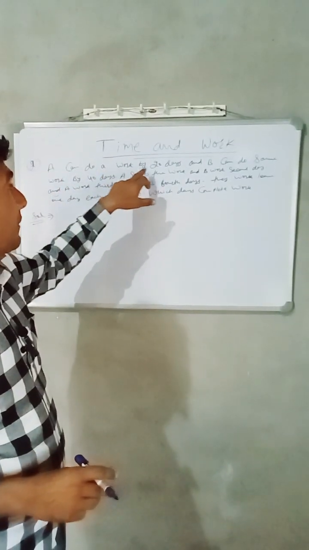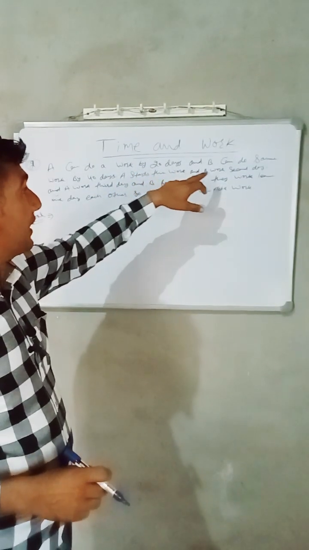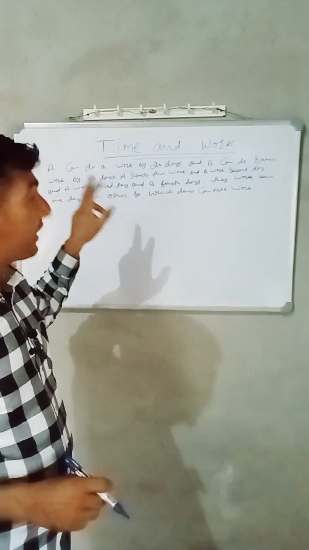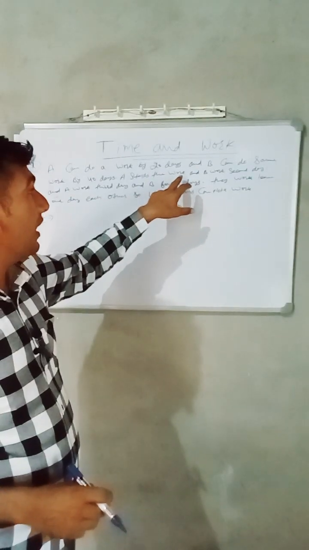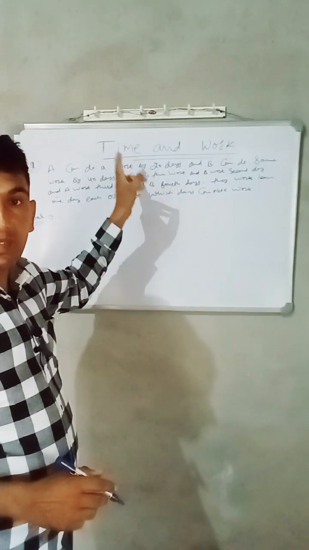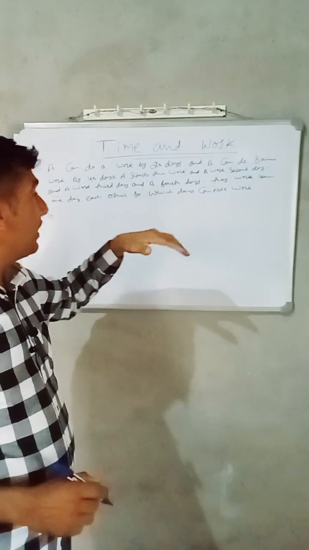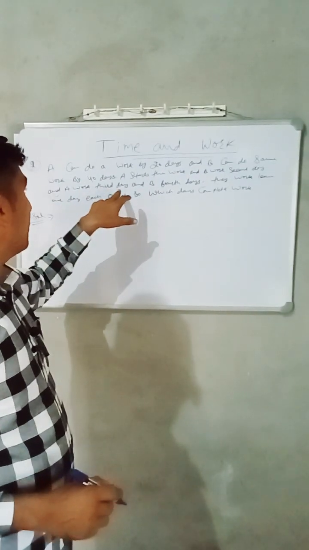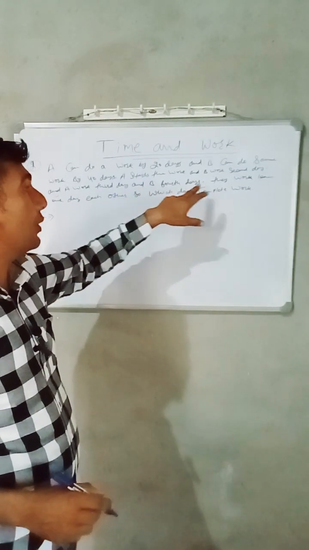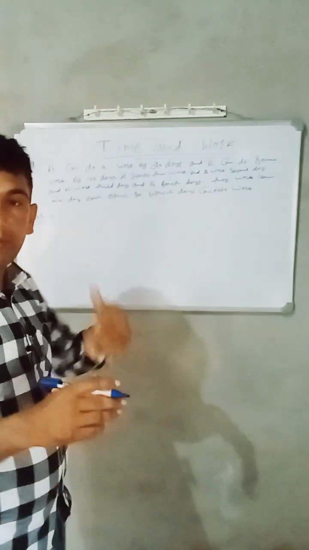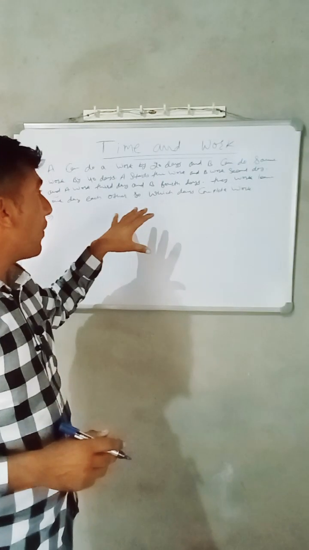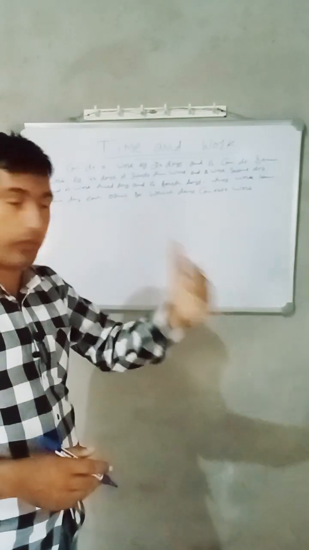A can do a work in 20 days and B can do the same work in 40 days. A works on the first day and B leaves. On the second day B works and A leaves. On the third day A works and on the fourth day B works, alternating one by one. So on which day is the work completed?